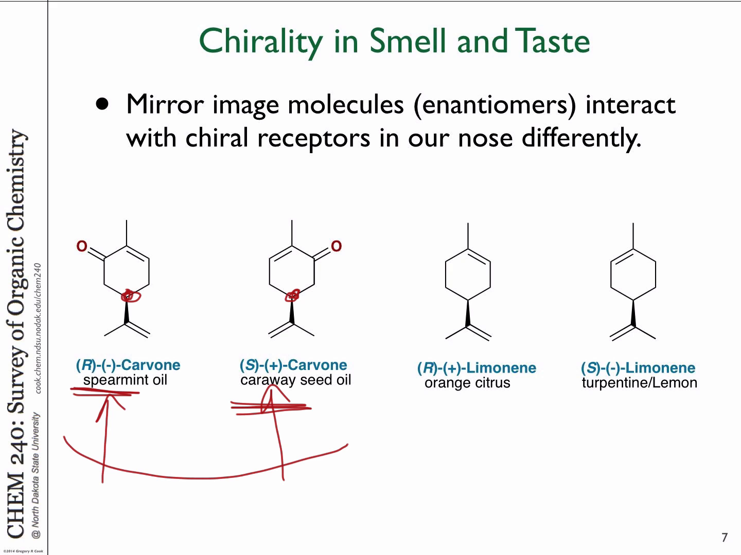Same thing, here's limonene, a similar compound, but also with a stereogenic carbon. And its mirror image is different. They're enantiomers. One smells like oranges, and one smells a little bit like lemon, but also with some turpentine smell. So they do smell significantly different if you were to smell one versus the other.